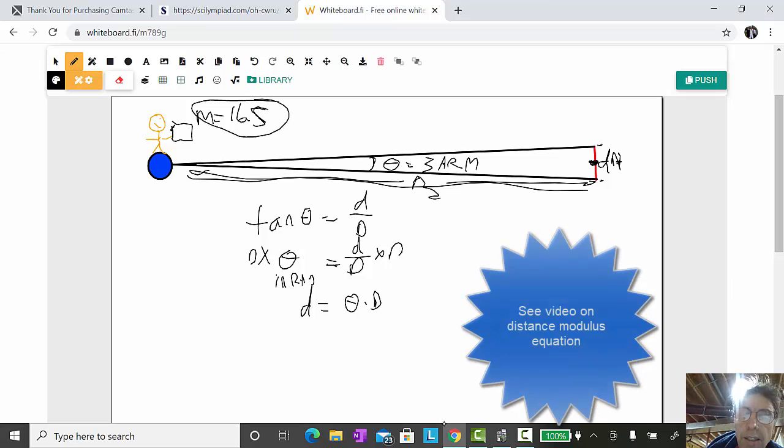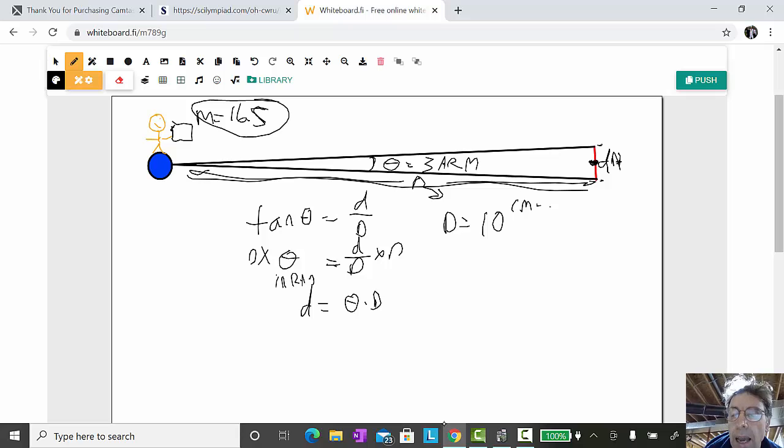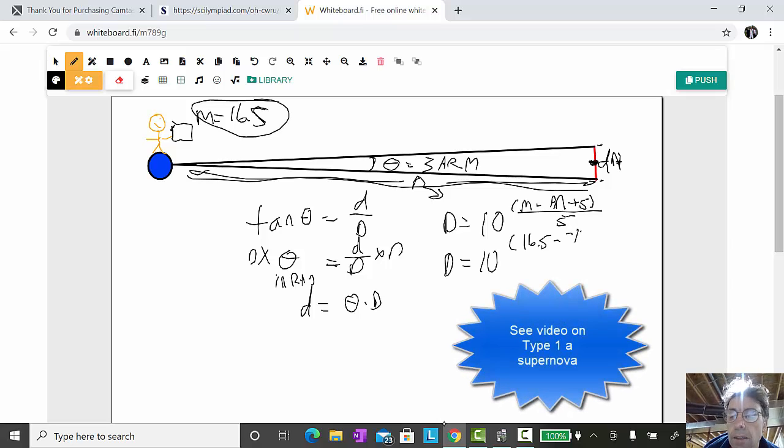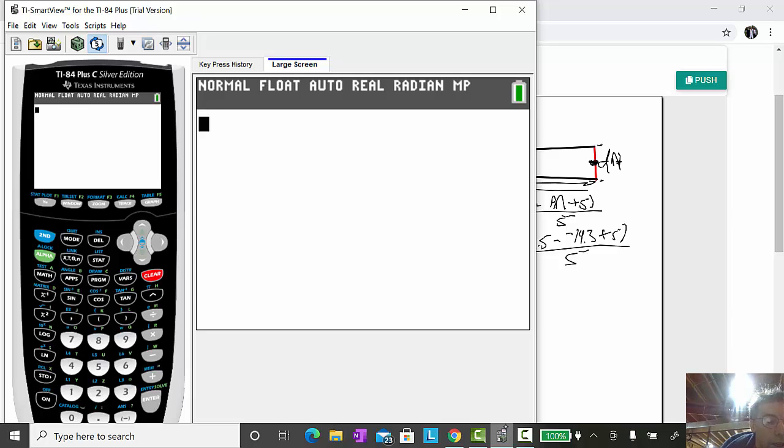In order to calculate D, I'm going to use the distance modulus equation, which says that 10 raised to the apparent magnitude minus the absolute magnitude plus 5, all divided by 5, is the distance. I can solve for this because I know the apparent magnitude is 16.5, and you need to know that the absolute magnitude is minus 19.3. I'm going to add 5 to that, then divide by 5. Then I will go to my handy-dandy calculator. Sorry, I have to put my parentheses. There we go.